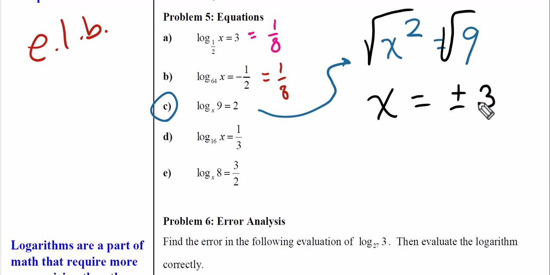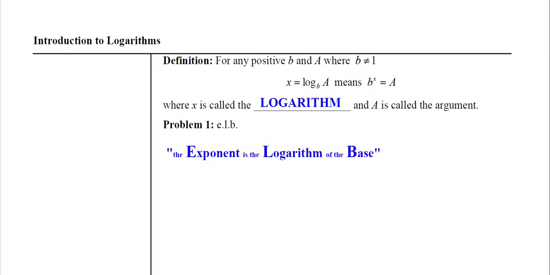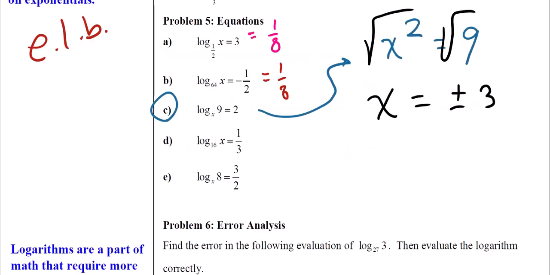However, we're not going to have a negative base because by definition, we said that it has to be a positive base. So we're going to get rid of this minus and we're going to keep the positive 3, and the answer is just 3. Great.